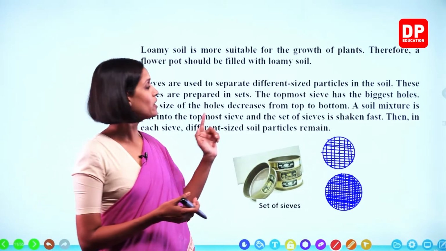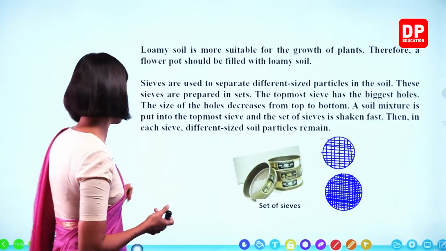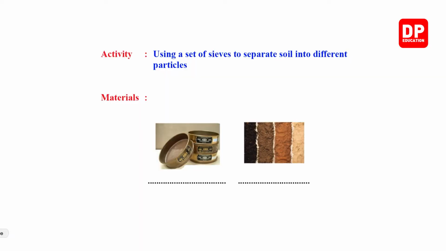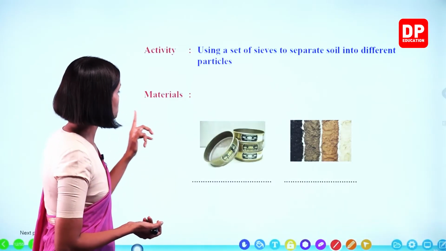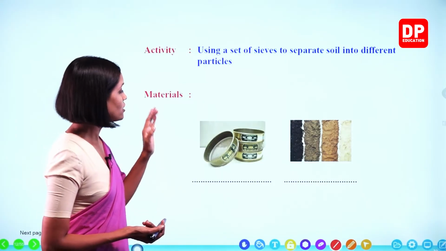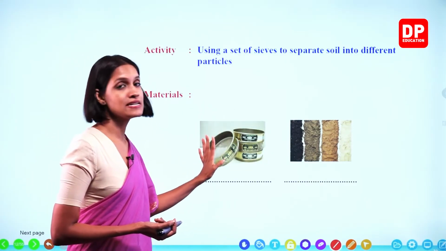Okay, children? So we are going to do this activity now. Activity: using a set of sieves to separate soil into different particles. So what are the materials you need? You need the soil sample and a set of sieves.